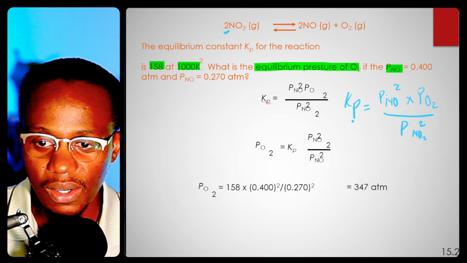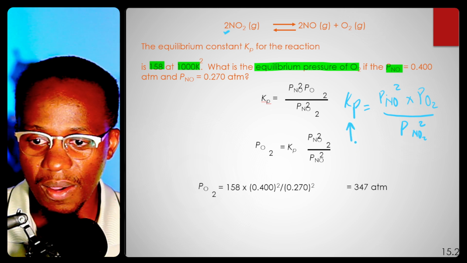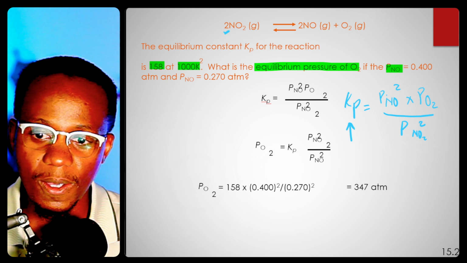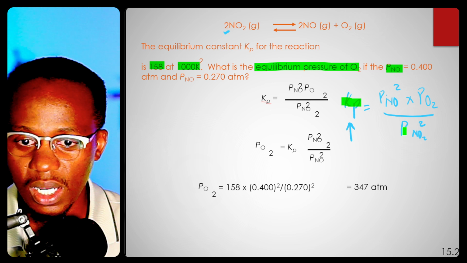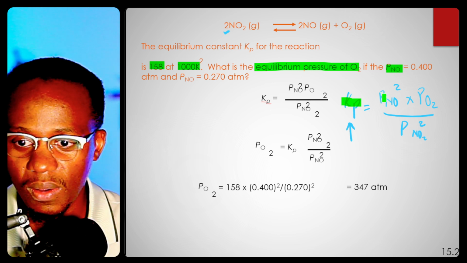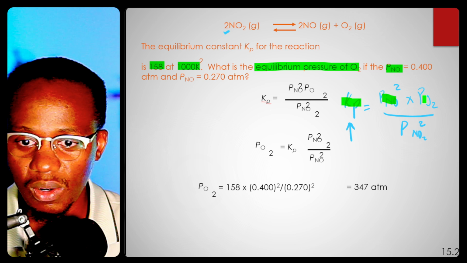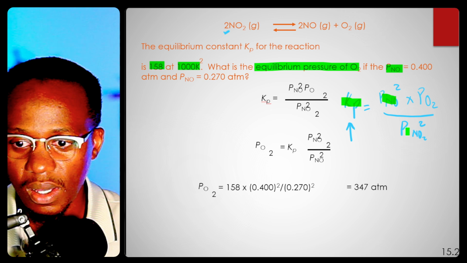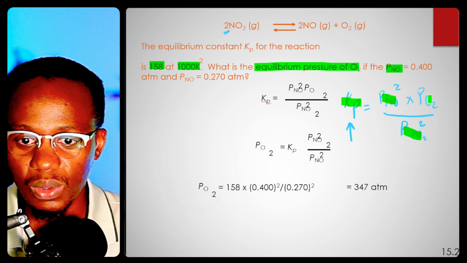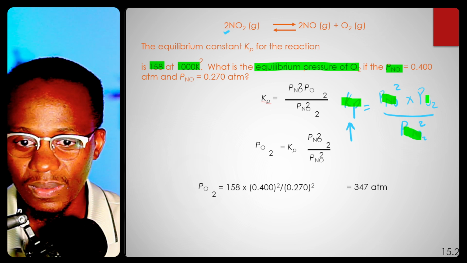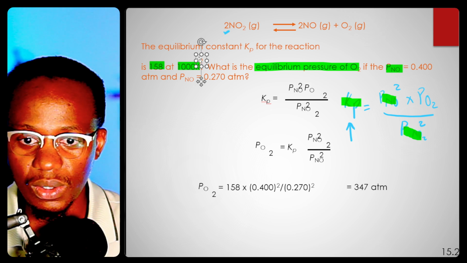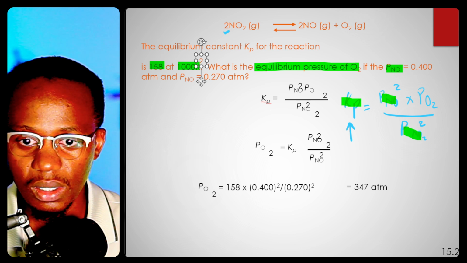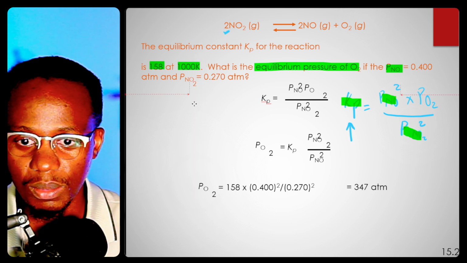And then guess what? They gave us the Kp in the question. They gave us the pressure of NO, they gave us the pressure of NO2, and then they're asking for the pressure of O2. NO2 is just shifted, so let's move it here. All right, there you go.